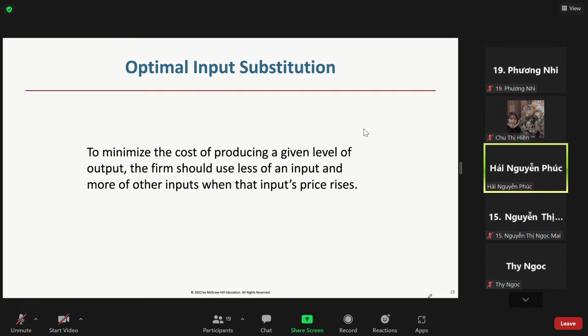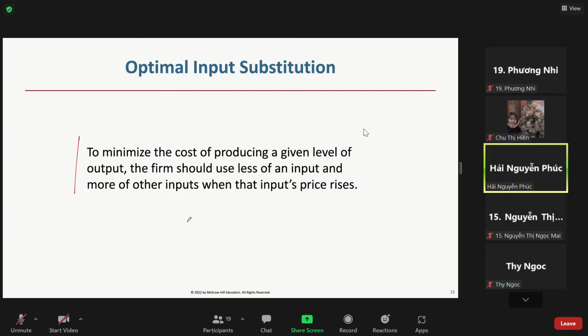A pretty simple conclusion. It says that to minimize the cost of producing a given level of output, the firms should use less of an input and more of another input when that input's price rises. Essentially, we know that this rule is based on the following.